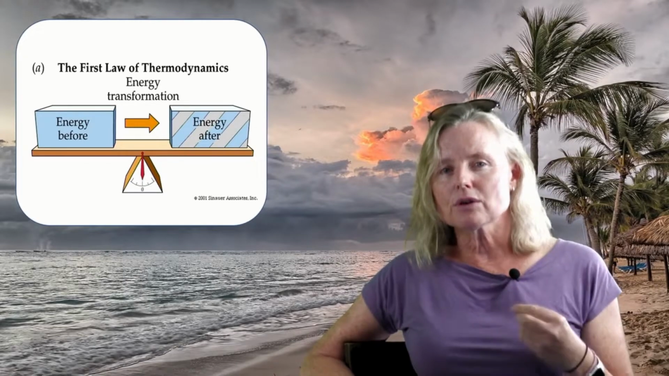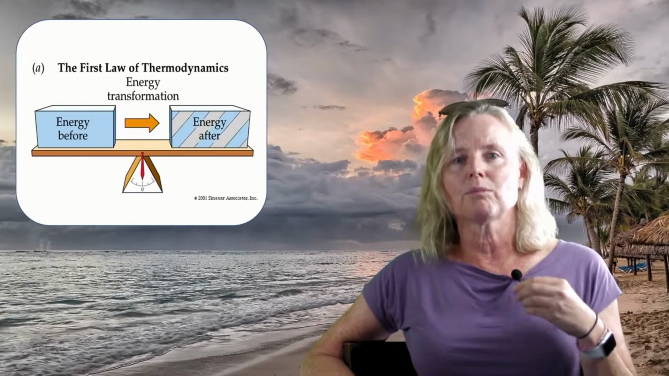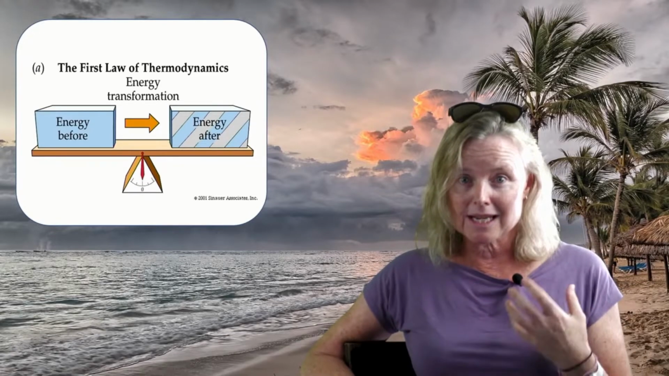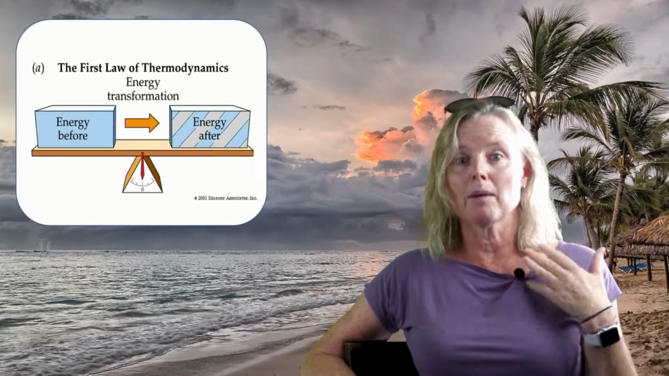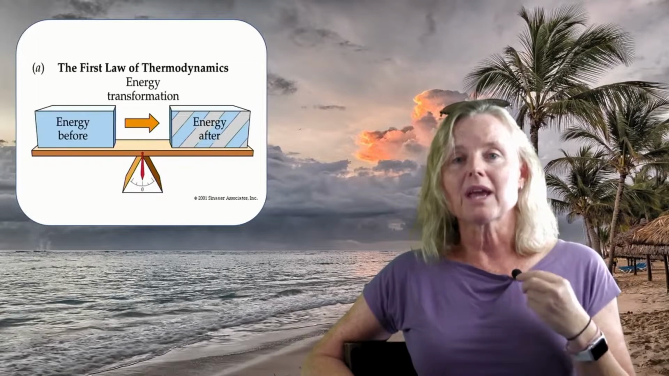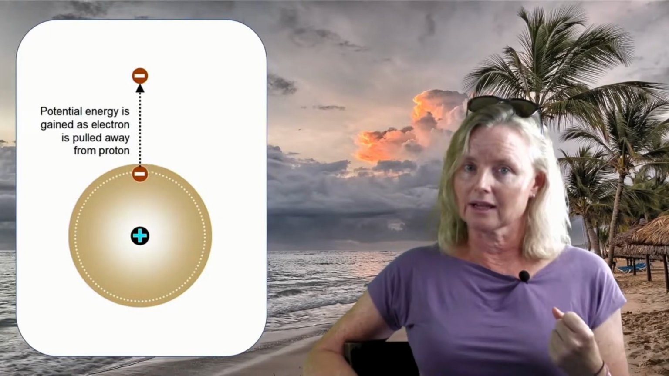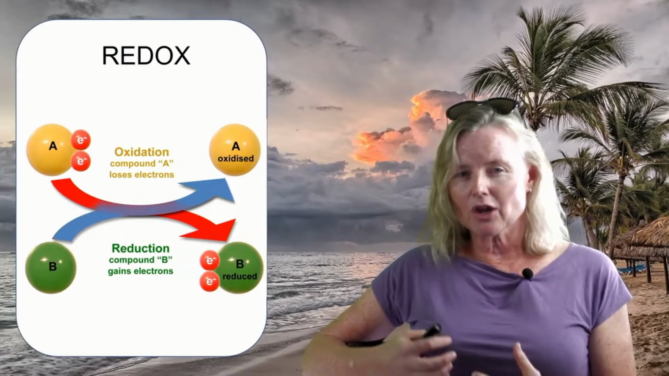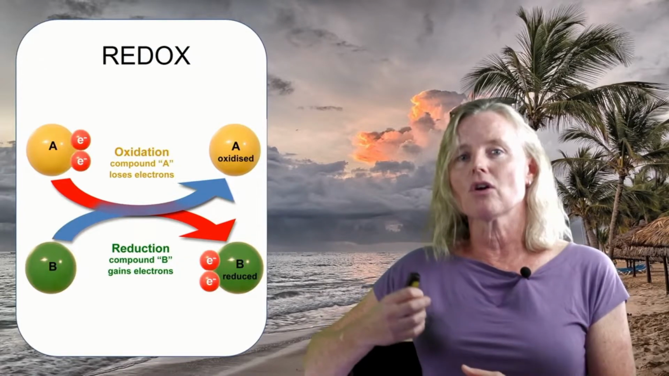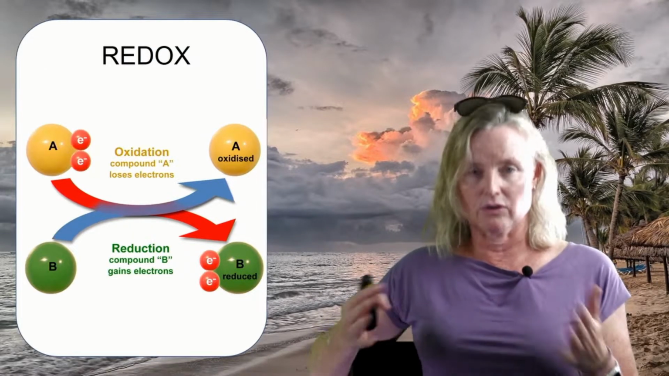Now, hopefully you'll also remember that the energy to drive biological processes comes from either light, which we'll come back to in a moment, or from chemicals, where the basic principle is that energy can be gained from an atom by pulling that electron away from the protons. This electron movement, if you remember, occurs during reduction and oxidation processes, or redox reactions.